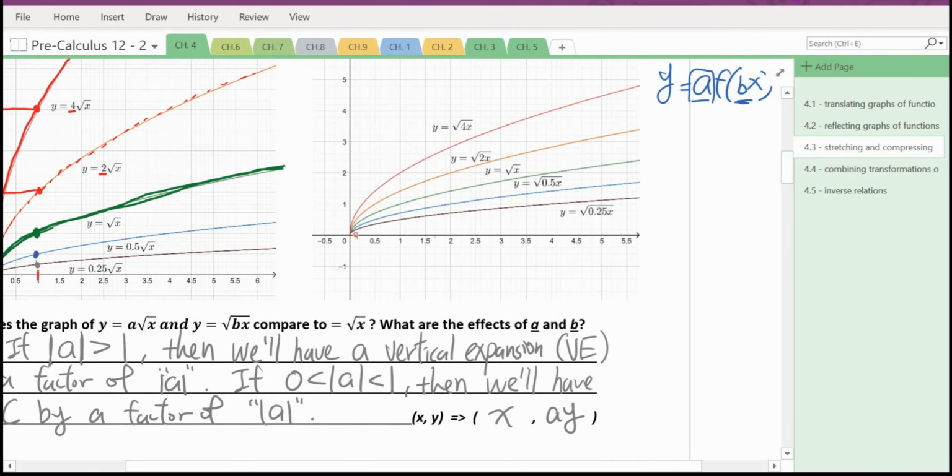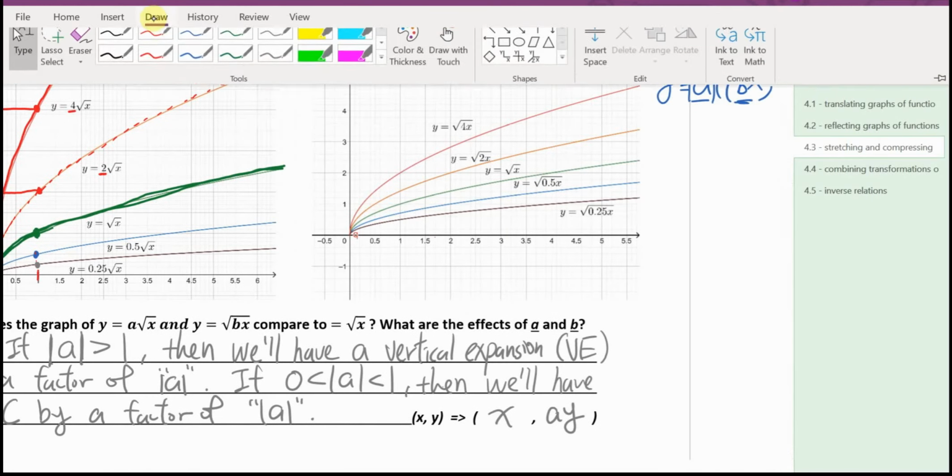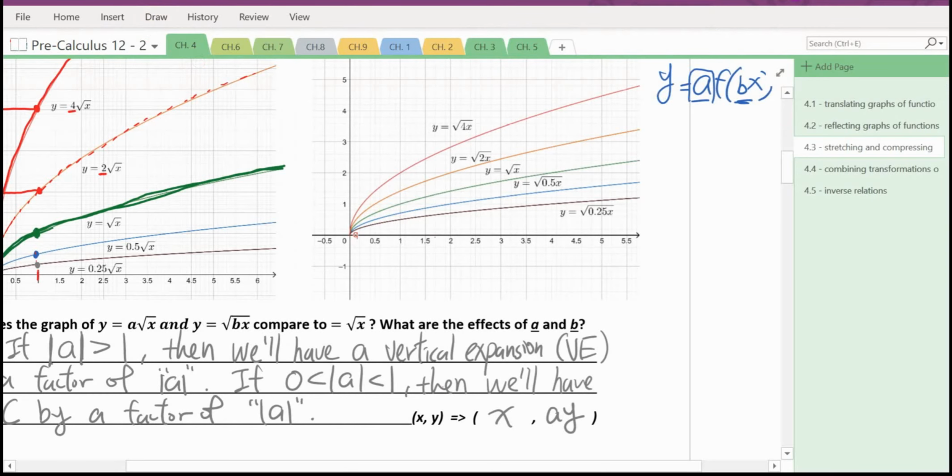As for B, because we're trying to compare what happens horizontally, what we need to do is, instead of fixing the x value, we are going to fix the y value. So I'm going to fix the y value at 1 and see what happens. When the y value is equal to 1, for the original graph, the green one, the x value is at 1. Okay, let's see what happens when b is equal to 4.